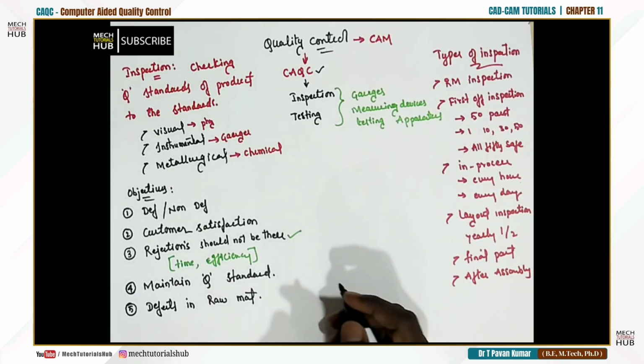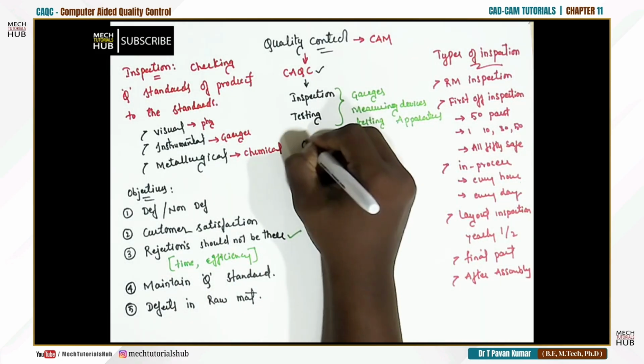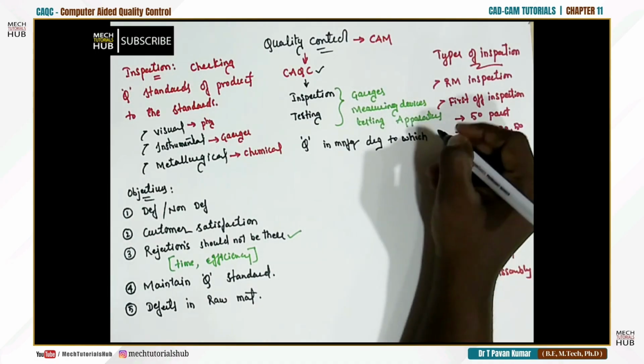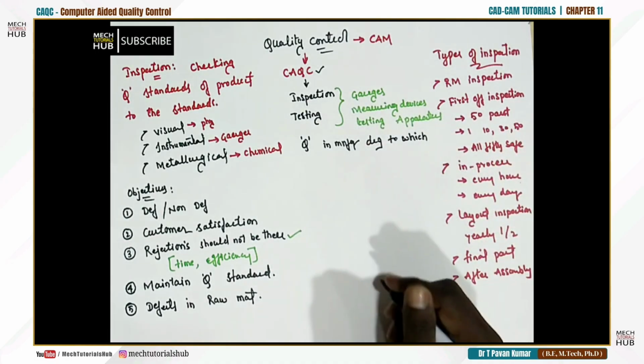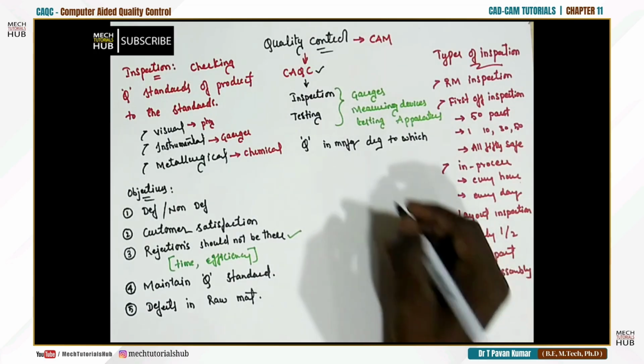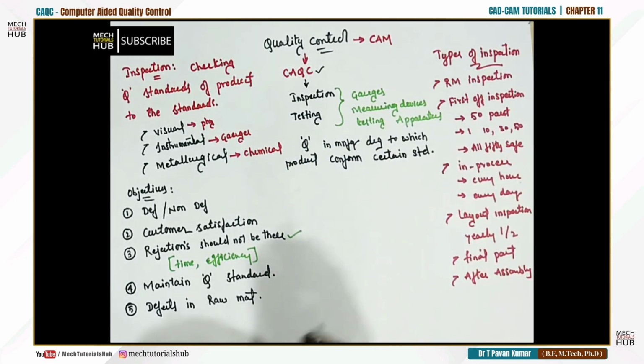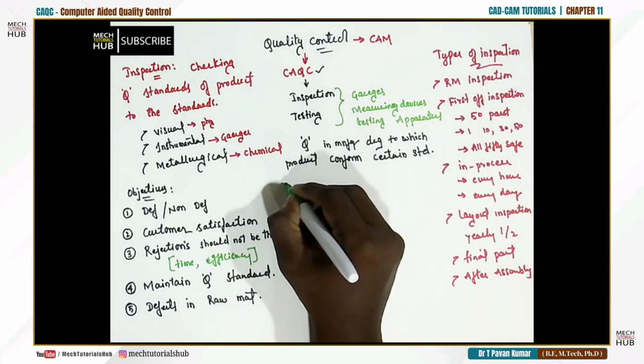Quality in manufacturing can be defined as the degree to which a product or a component conforms to certain standards. A product conforming to certain standards is nothing but quality. Now there are 2 approaches to do this.